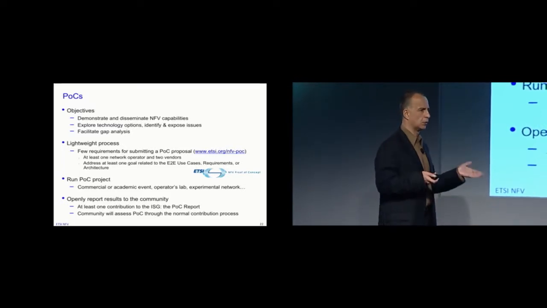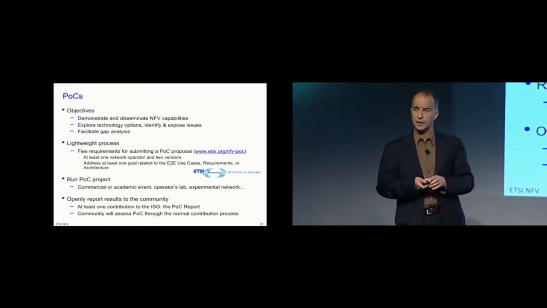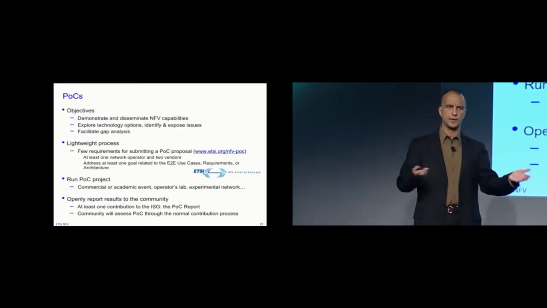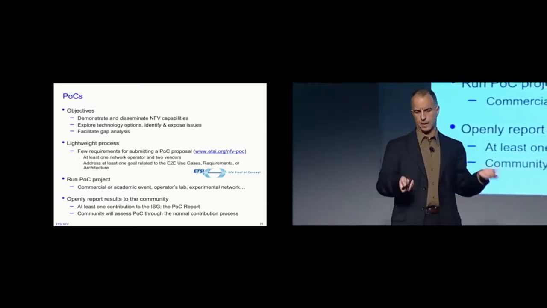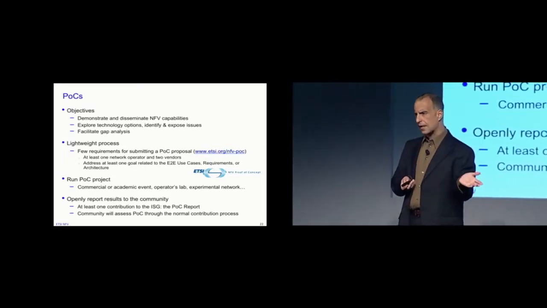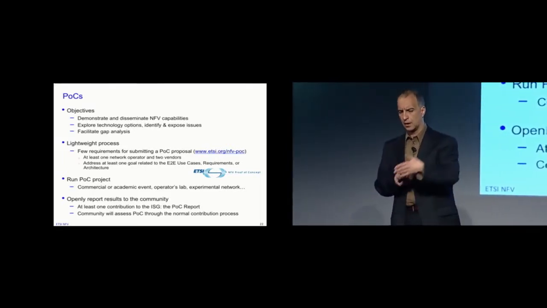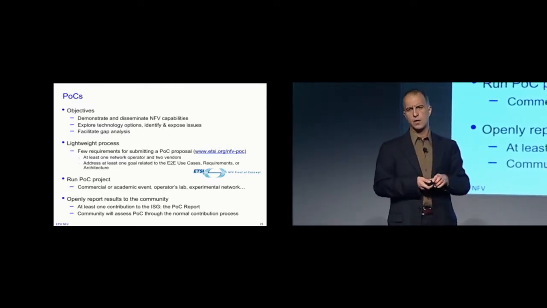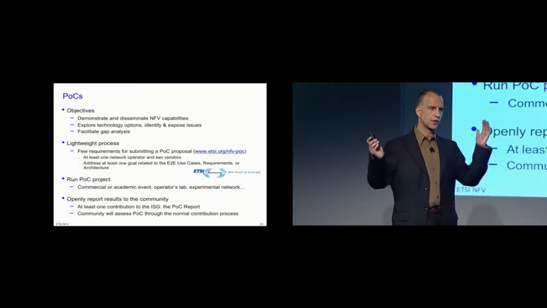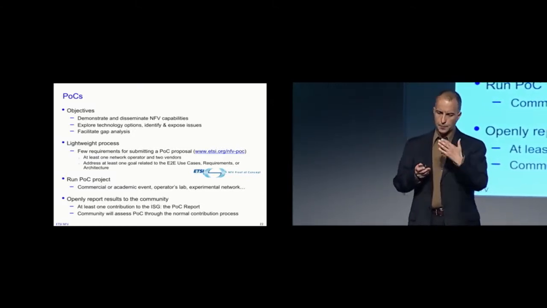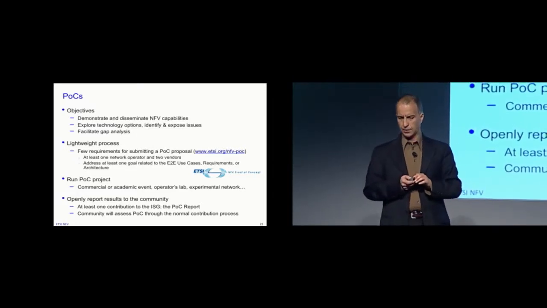POCs, we call them proofs of concept, but essentially these are proofs of capability, just to demonstrate that this is something that we can actually do today in our network as a pilot phase. And it's a very lightweight process. If you want to contribute, it's very easy. If you're a vendor, you just need another vendor and an operator. If you're an operator, you just need two vendors to come together and put together a POC and submit that to ETSI and get approved.